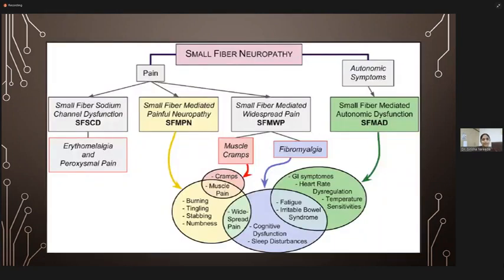So to summarize, small fiber neuropathy presents with somatic complaints, pain, and autonomic symptoms. The pain can be a primary pain syndrome like erythromelalgia and paroxysmal pain syndrome, or it can be small fiber mediated painful neuropathy, which is a wide spectrum. There is a speculation whether it has any role in fibromyalgia, chronic fatigue syndrome, GI symptoms, cognitive dysfunction, chronic low performance, and cramps and restless leg syndrome. And a host of autonomic symptoms can be caused by small fiber neuropathy.